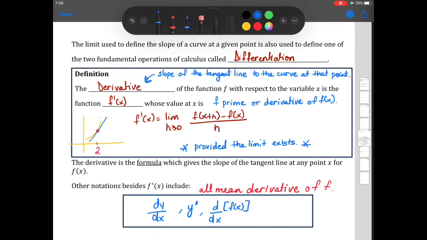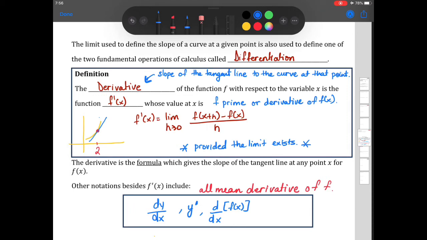The limit used to define the slope of a curve at a point is also used to define one of the two fundamental operations of calculus called differentiation. Differentiation is a very important topic in calculus. So we will be doing a lot of it. We'll be doing a lot of rules with it. So this is just the beginning of it.